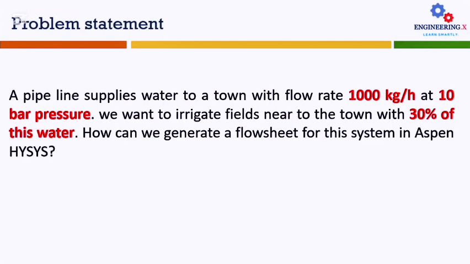Learning is always effective when we learn by solving problems. In this tutorial, we will try to create a flow sheet for this problem. The problem statement is: a pipeline supplies water to a town with a flow rate of 1000 kg per hour at 10 bar pressure. We want to irrigate fields near the town with 30% of this water. How can we generate a flow sheet for this system in Aspen Hysys? So let's move to the Hysys software.